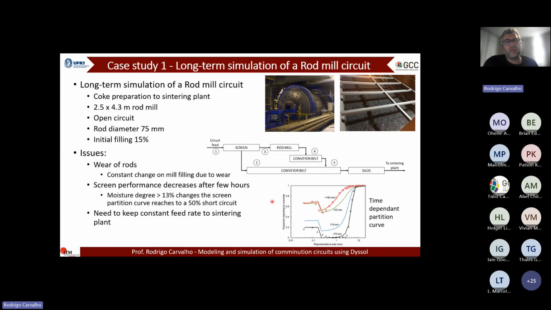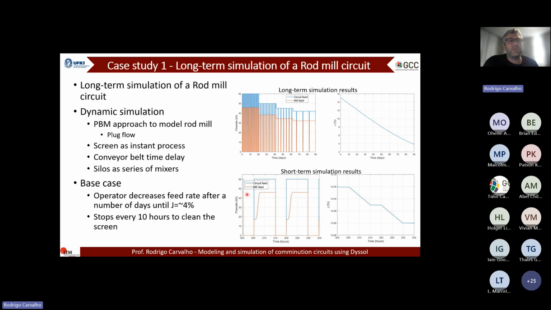So the mill is fed with finer material. And we need to keep a constant rate to the sintering plant. So here is what we obtained by simulation.